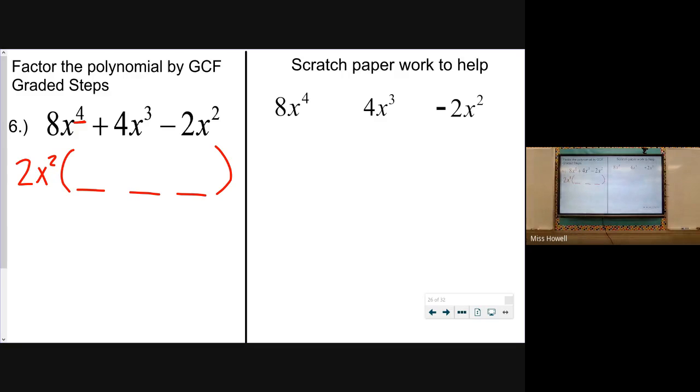So let's go piece by piece. 8 divided by 2 would give us a 4. x to the 4th divided by x squared would eliminate 2 of these x's, leaving 2 left over. For the x to the 3rd term, 4 divided by 2 is a positive 2. And x to the 3rd divided by x squared would eliminate 2 of these 3 x's, leaving 1 left over on the inside. Negative 2 divided by 2 again would give us a negative 1. And then x squared divided by x squared would completely eliminate, only leaving the negative 1 on the inside.